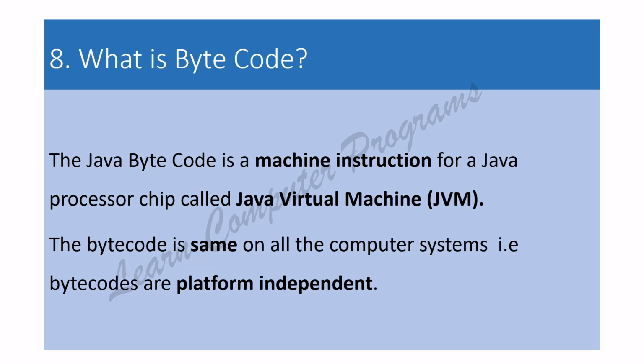What is the speciality of a bytecode? It is the same on all computer systems. That's why Java became so famous, because once the program is written one time, it can be run anywhere. Write once, run anywhere.